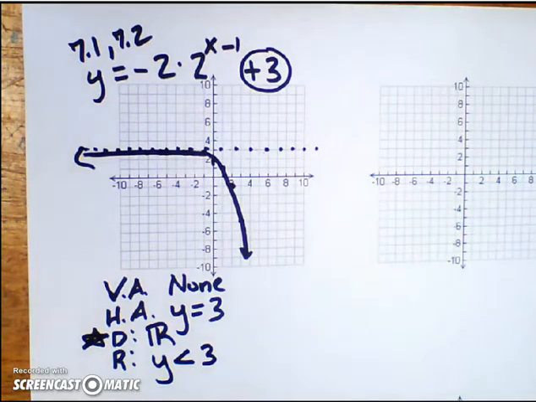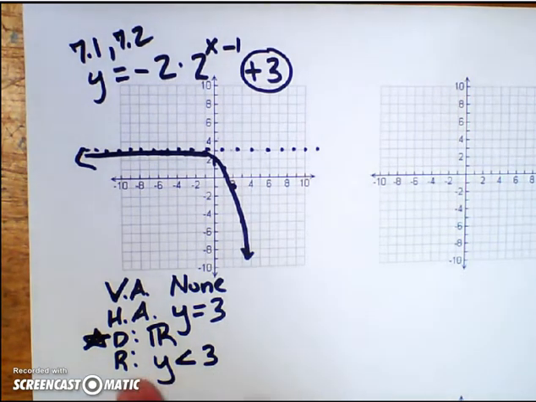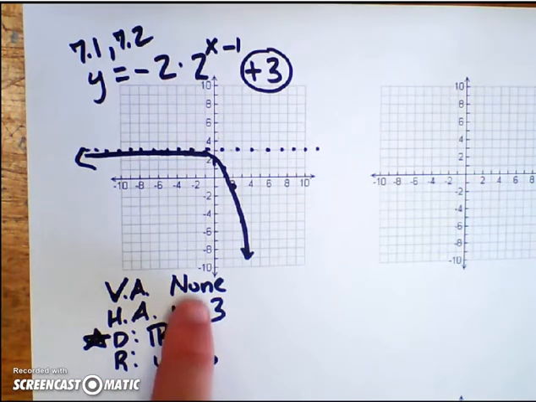Now guys, make sure you pick the right variable. If you say x less than 3, it's going to be wrong. Okay? If you just say less than 3, it's going to be wrong. I want to see what variable. The range always deals with y's. The domain always deals with x's. Just like your vertical asymptote also always deals with x's.